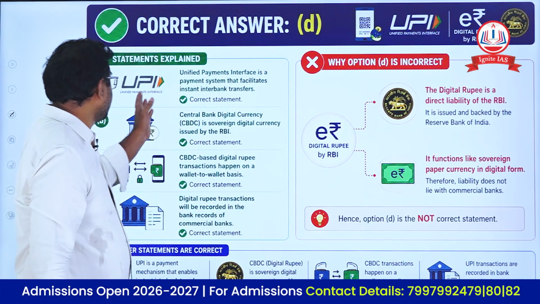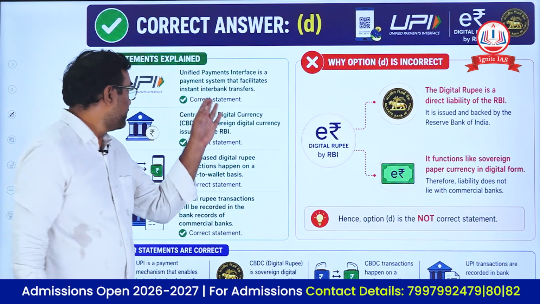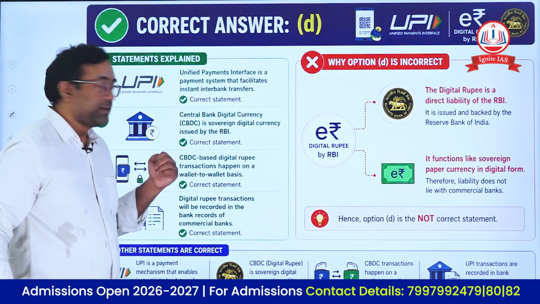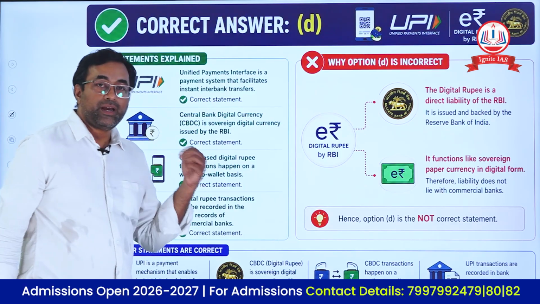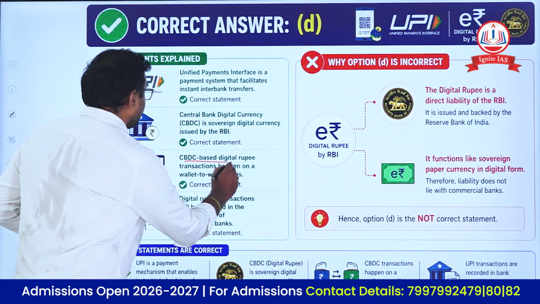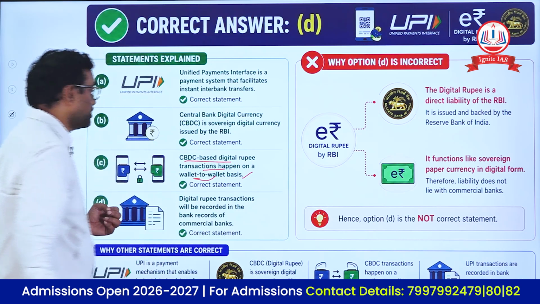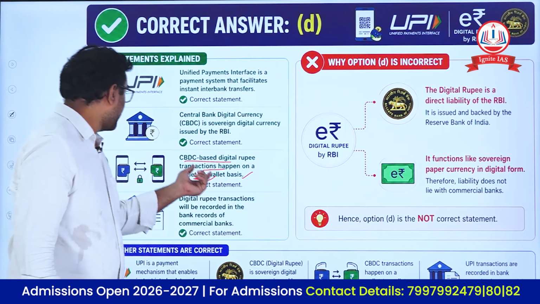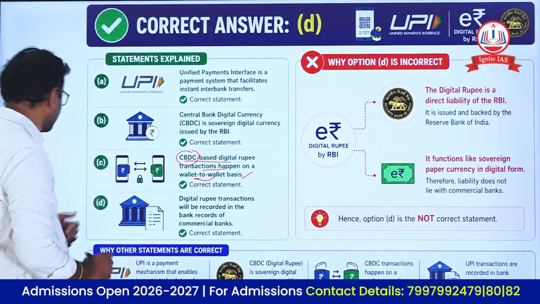In the first statement, option A, UPI is considered to be facilitating interbank transfers, so that is why it is correct. The second statement says that CBDC is a sovereign currency issued by RBI, so that statement is correct. And in CBDC, digital rupee transactions, wallet to wallet transactions take place, not by any other ways. So wallet to wallet transactions are followed in CBDC, and that's why the third statement is correct.